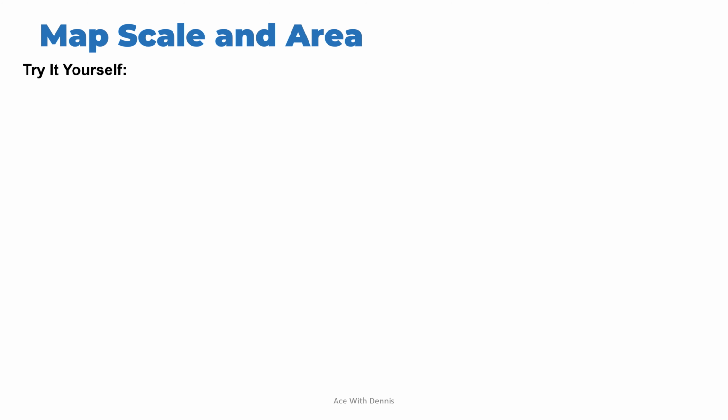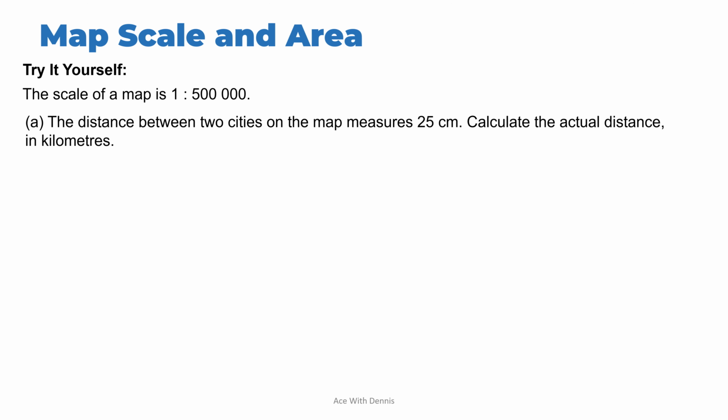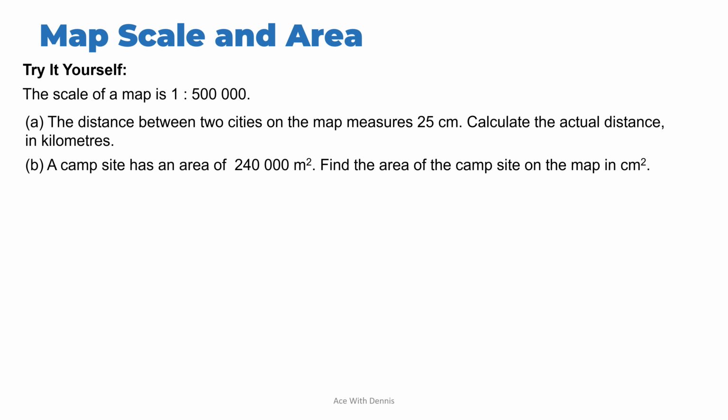Now, you can try this similar example yourself. The scale of a map is 1 to 500,000. A. The distance between two cities on the map measures 25 centimeters. Calculate the actual distance in kilometers.